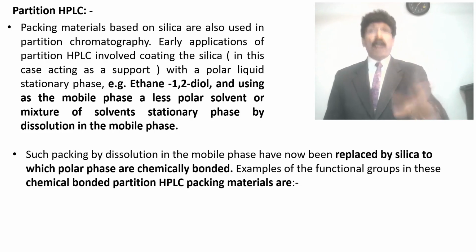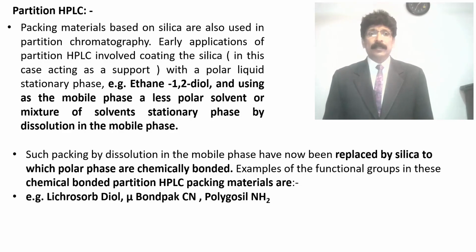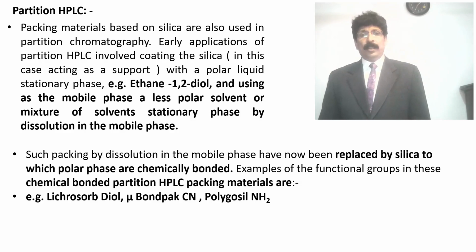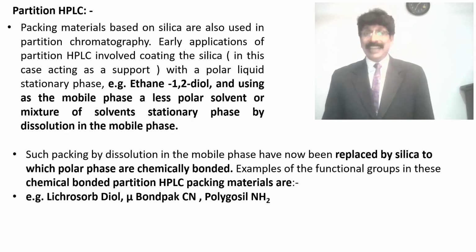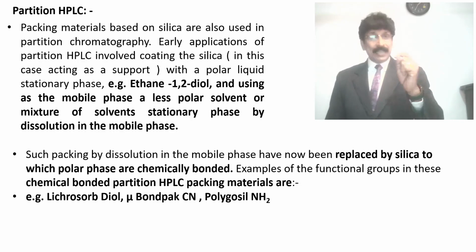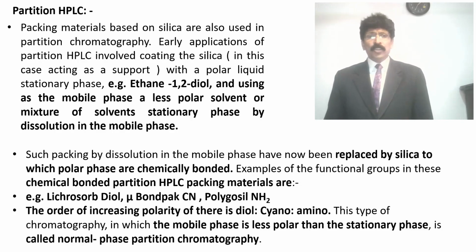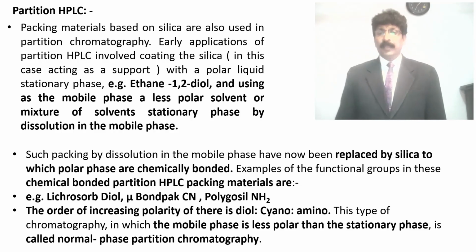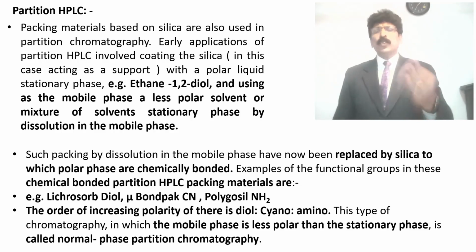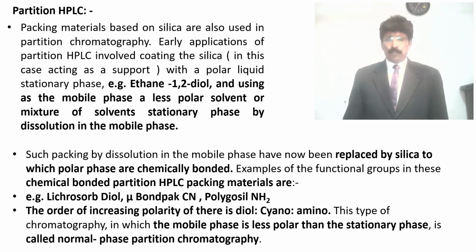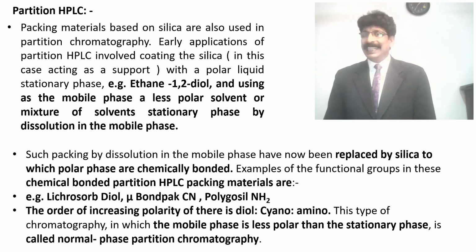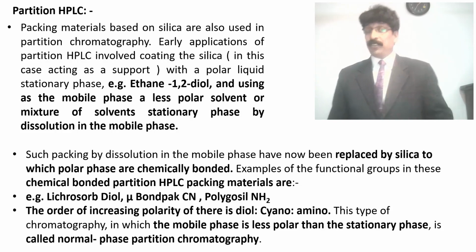Examples of functional groups in these chemically bonded partition HPLC packing materials are some of the examples: Lichrosorb diol, μBondapak CN, Polygosil NH2. So in order to increase the polarity, diol, cyano, and amino groups can be added as shown in the samples. This type of chromatography, in which the mobile phase is less polar than the stationary phase, is called normal phase partition chromatography.